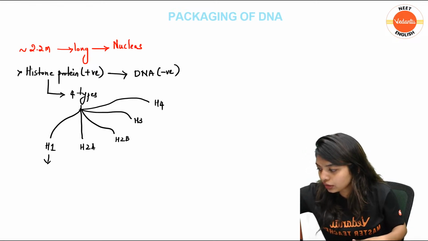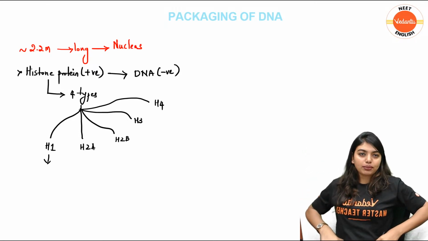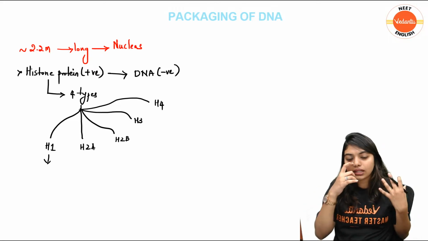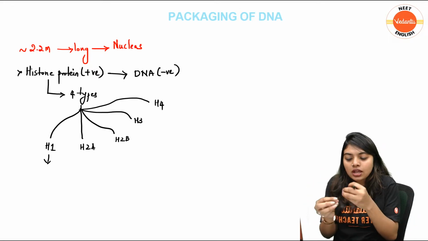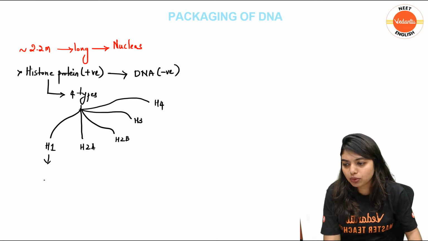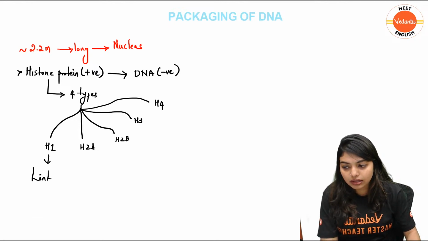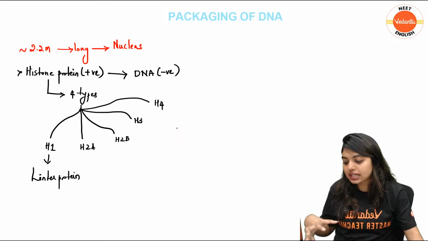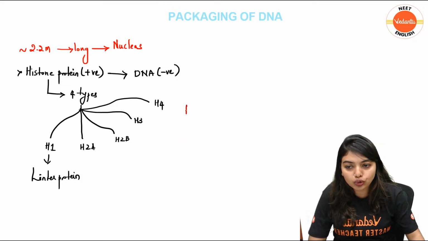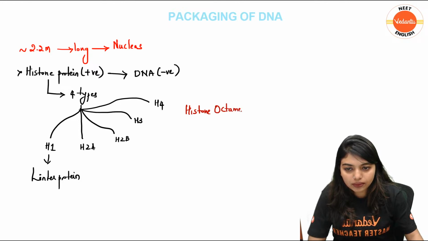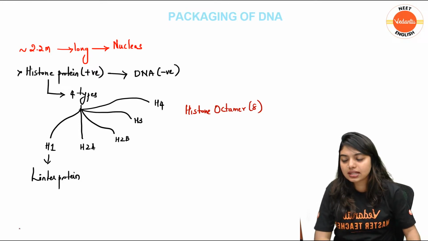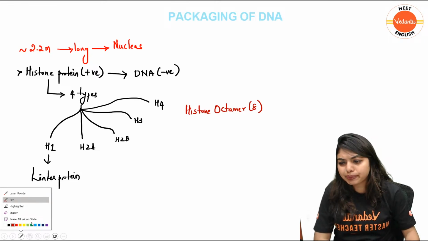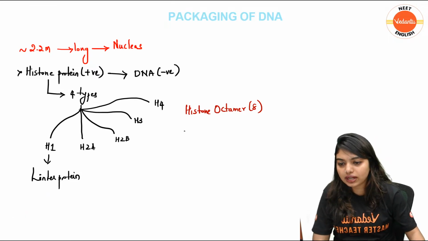Now, the question arises: how are they formed? How are they in the packaging pattern? Is it one histone with one strand? This H1 protein, students, acts like a linker protein. What is a linker protein? I will show you. As of now, understand that all these histones will form something called a histone octamer. Octamer means 8. You will be like, ma'am, only 5 proteins are there, how will they form 8 structures? So I will show you.